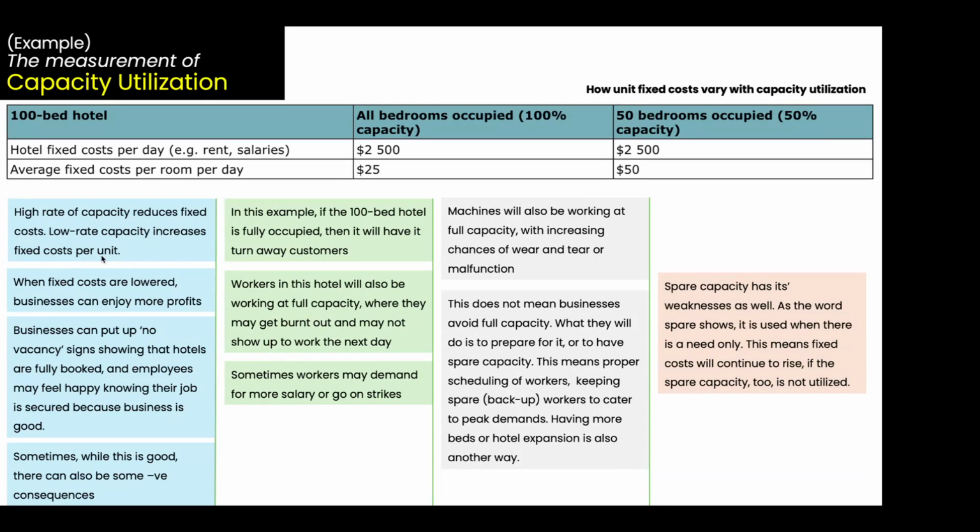Spare capacity has its weaknesses as well, right? It basically tells you that in the case of the 50 bedrooms being occupied as opposed to the 100 bedrooms, there are also some weaknesses in that, right? It means that the cost will continue rising because the rooms are not fully occupied. And this is a cost that the business will have to carry on, as opposed to enjoying profits when it is not fully utilized.